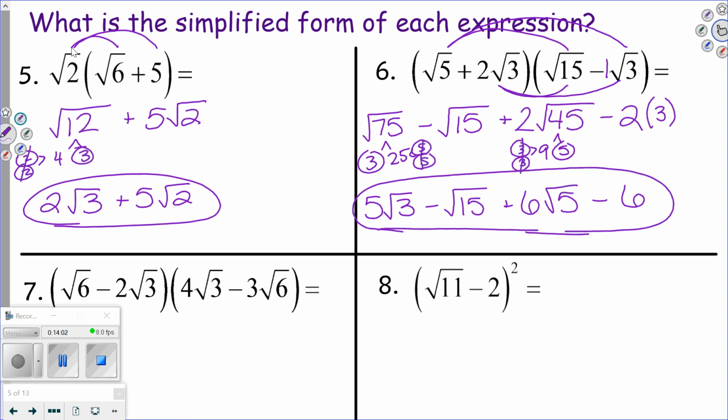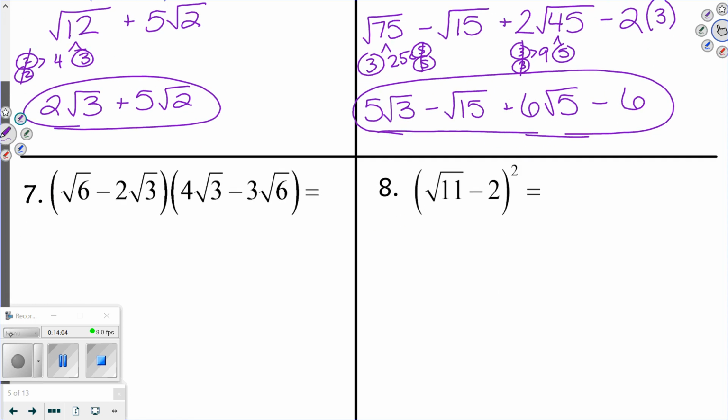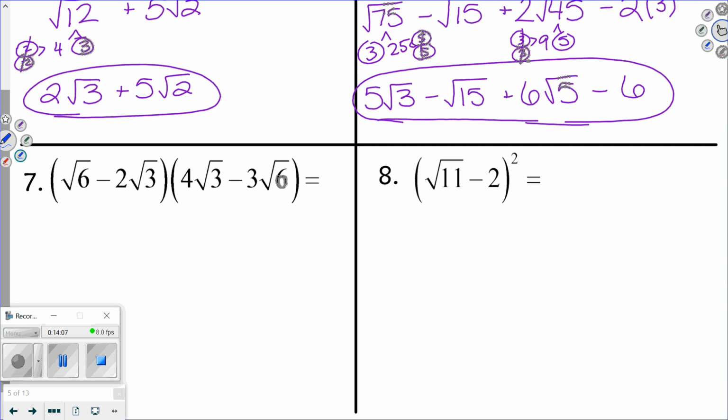All right. Try number 7. So we're going to distribute. So we have radical 6 times 4 radical 3 should give you 4 radical 18. Radical 6 times negative 3 radical 6 is negative 3 radical 36. We'll just go one step at a time here. All right, distribute the next term.